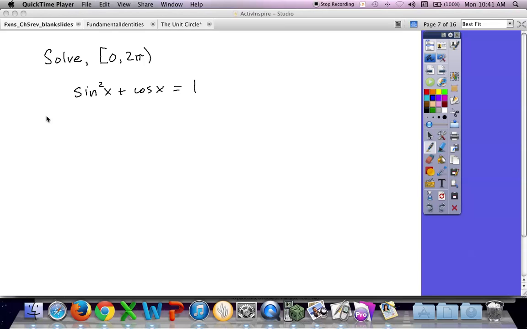Well, it's quadratic, but what else is different? Different functions, right? This one's sine, that one's cosine. We need it all to be the same thing. Which could I substitute for? Could I substitute for sine squared or cosine to the first?